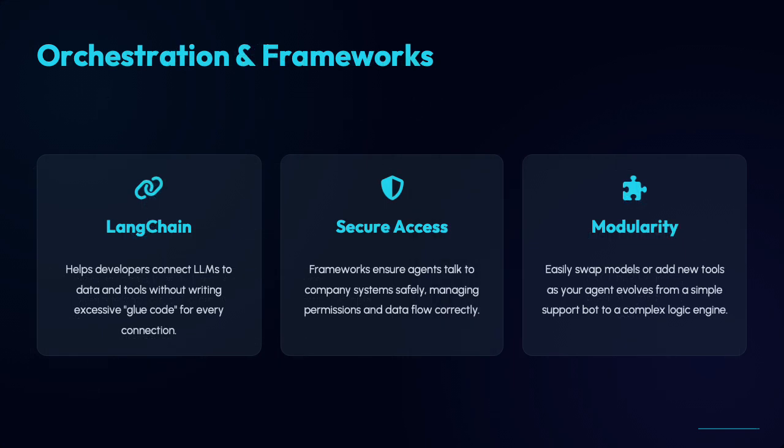So we talked about orchestration frameworks. LangChain helps developers connect LLMs to data, and if you want to invoke an API, you don't need to build all the code from scratch. The LangChain framework comes with all the predefined code. It also provides secure access. If the agent needs to talk to external tools, it helps us talk to them securely, and it manages the permissions and how the data flows.